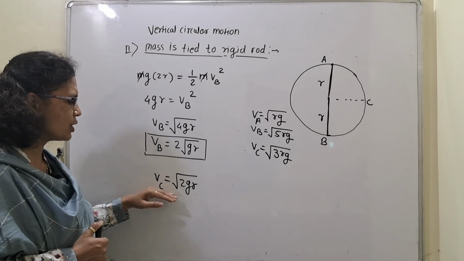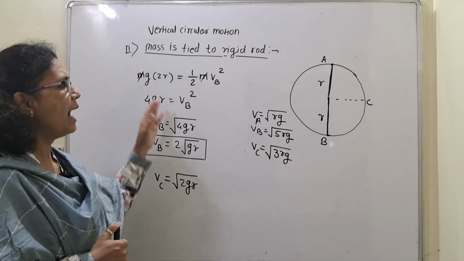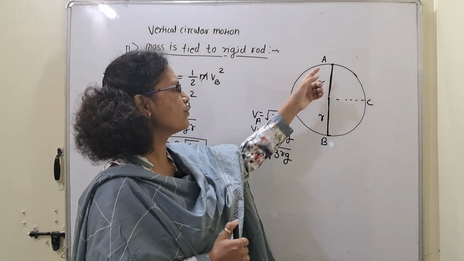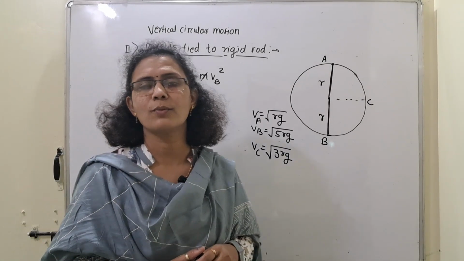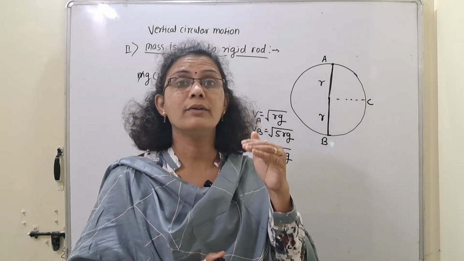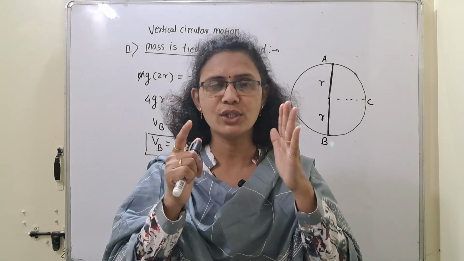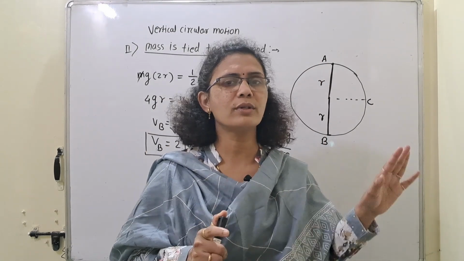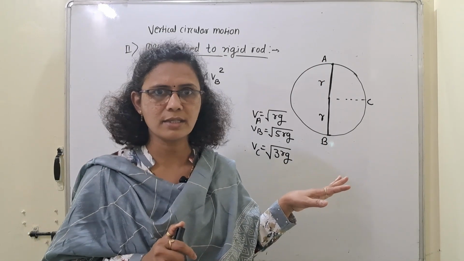At the middlemost position, that will be under root 2gr. And at the topmost position, that is Va will be 0 in case of a particle when it is tied to a rigid rod. Okay, you understood these three values of velocities?